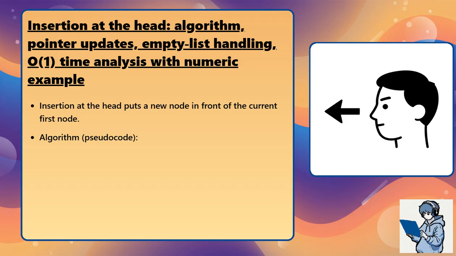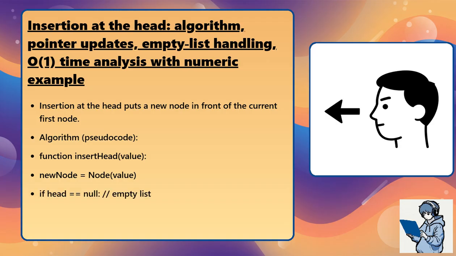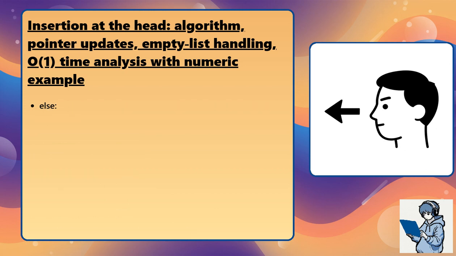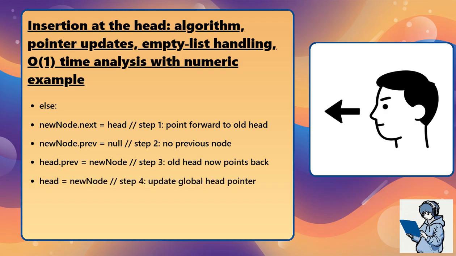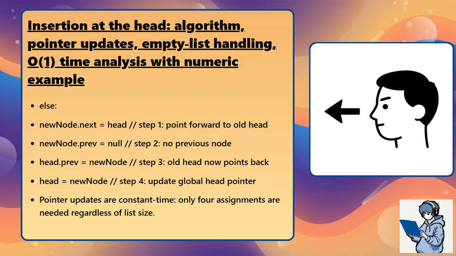Algorithm pseudocode. Function insertHead takes a value. newNode equals Node of value. If head is null, head and tail become newNode, and newNode.next and newNode.prev are set to null. Otherwise, newNode.next points to head, newNode.prev is null, head.prev points to newNode, and head becomes newNode. Pointer updates are constant time; only 4 assignments are needed regardless of list size.